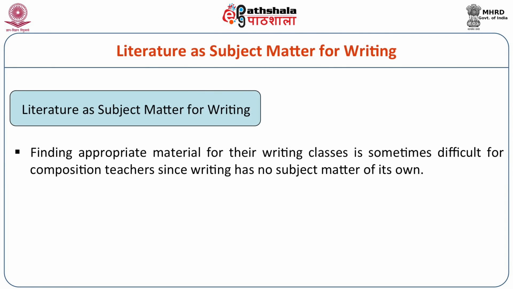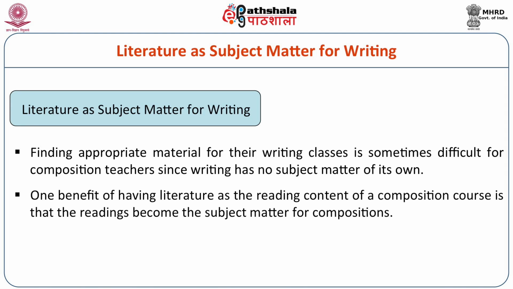When we use literature as a subject matter for writing, then we can find that this is the appropriate material for their writing classes, because it is difficult for composition teachers, since writing has no subject matter of its own, so they are supposed to give something or the other. This is where literature as a model can tell them this writer has written this thing, presented this matter in such a way, you can just have the guidance from this. So the benefit of having literature as the reading content of a composition course is that the reading becomes the subject matter itself for composition.